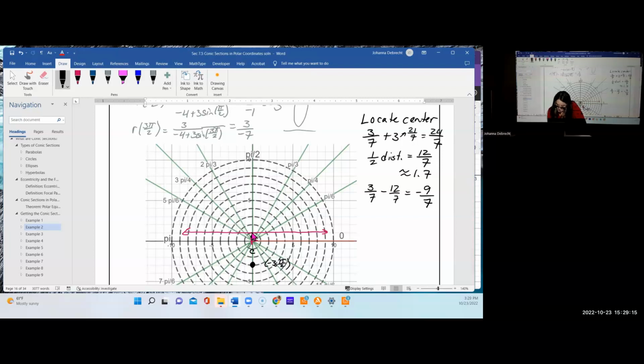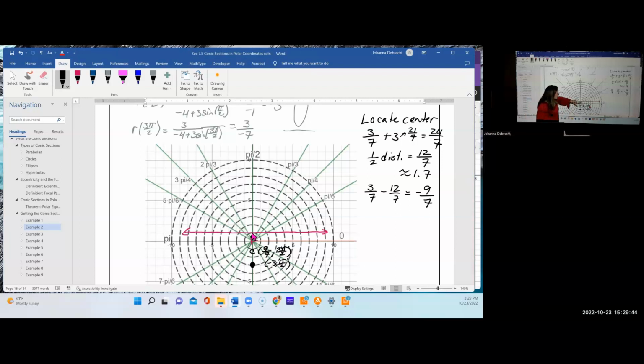And the center is going to be located, you can write it different ways, but one way to write it is 9/7, 3 pi over 2, because it is down in the negative direction down here, 3 pi over 2. That's where the center is. I have the 2 vertices, I have the center. I have one directrix line. I need to find the other directrix line, and I need to find the other focus point.